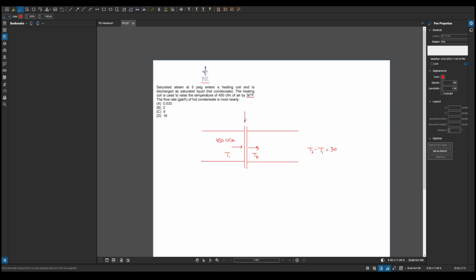And we know we have steam coming into this heating coil. So steam enters at 5 psi gauge. So we really need to get this psi gauge into psi absolute. So pressure absolute equals pressure gauge plus pressure atmospheric. So this pressure gauge is 5, and we know that pressure atmospheric is 14.7 psi. So 14.7 plus 5 is 19.7 absolute.